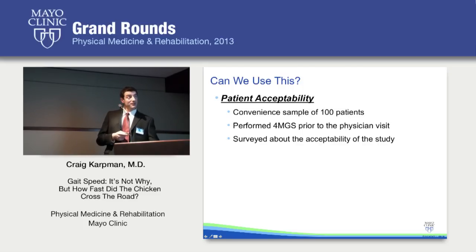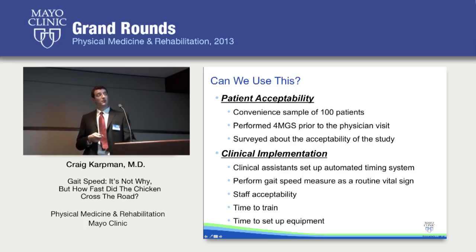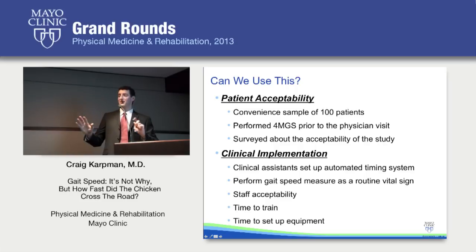After the patient acceptability portion of the study, we went on to clinical implementation, where we trained our clinical assistants to set up the timers and do everything, without my involvement in the process at all. They would perform gait speed measurement as a routine vital sign for our COPD patients, not all patients coming into our clinic, just those with an indication of COPD. We then measured acceptability by our clinical assistants, how long it took to train them, how long it takes them to set up, and how much time this adds to their day.